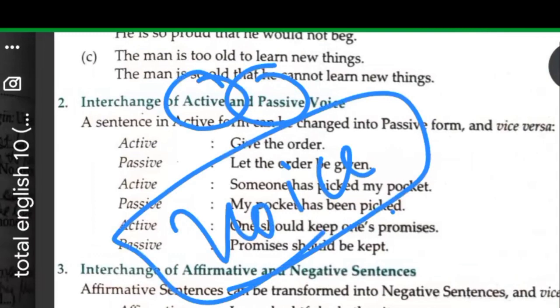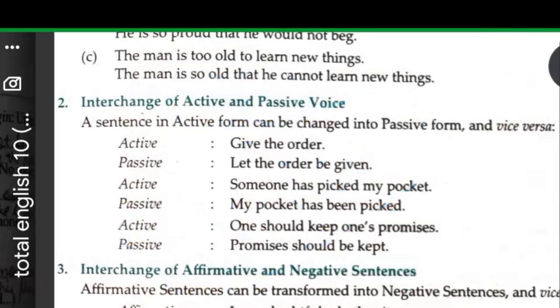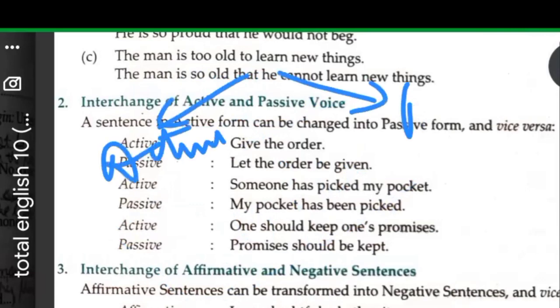Voice is the way the action has been said, whether it is said in the active form. When the subject is the doer of action in the sentence, then it is an active voice. And when the subject is the receiver of action rather than the doer of action, then it is a passive voice. That is the basic difference that I explained, and minutely. But for your basic understanding, I would write over here active voice and the passive voice.